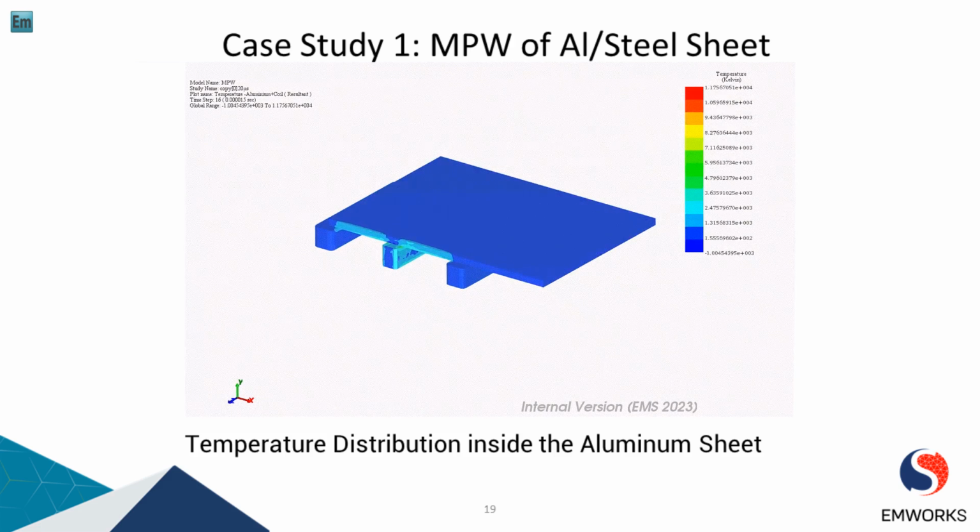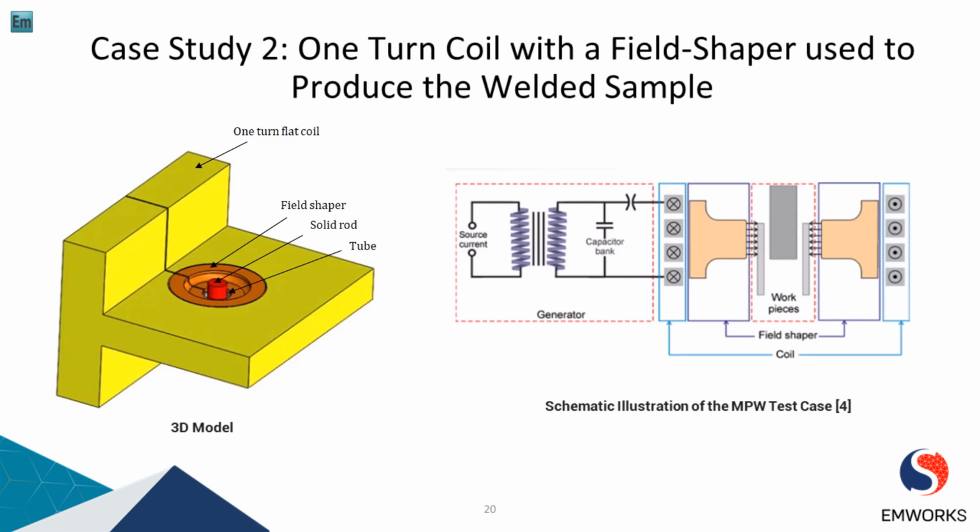And also this temperature distribution allows us to analyze the heat affected zones and ensure that the welding process maintains the integrity and the properties of the materials which are involved during the process. Now let's move forward and delve into the second case study, which is a 1-turn coil with a field shaper to produce the welded sample. So here we utilized a 1-turn coil, as you can see here, and with a field shaper as shown in the brown color to produce the welded sample.